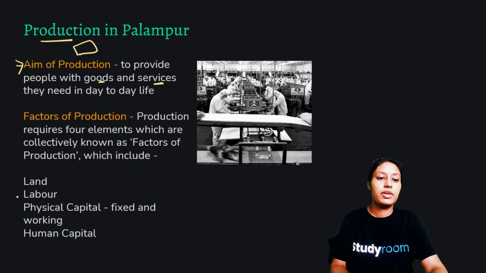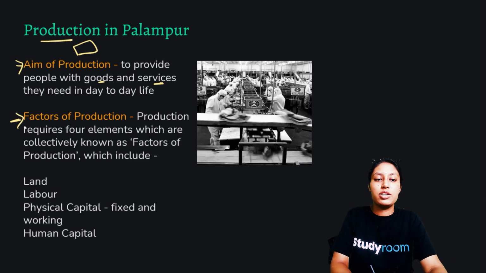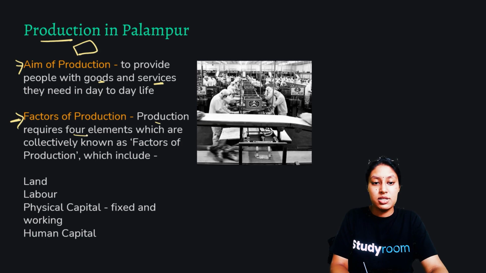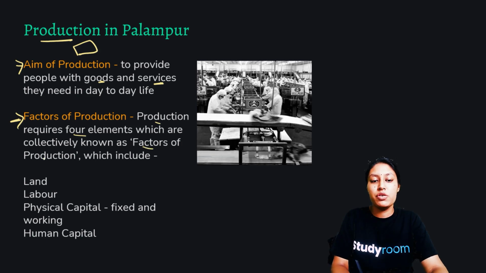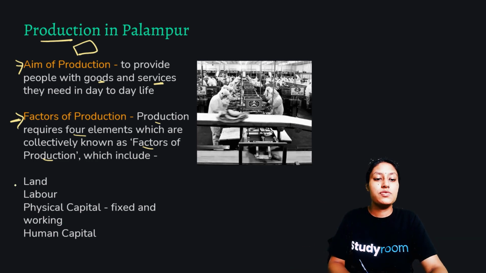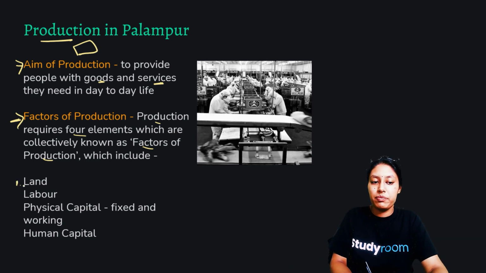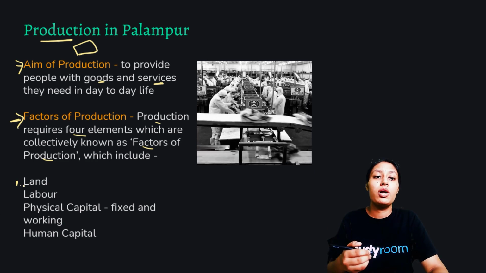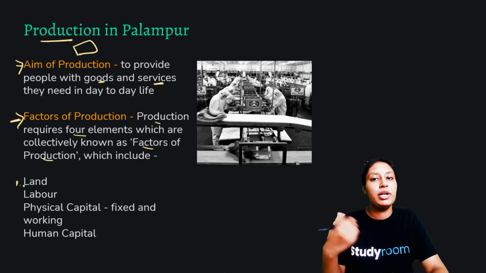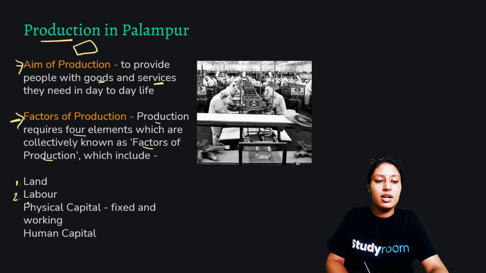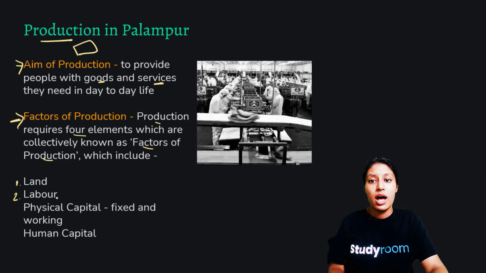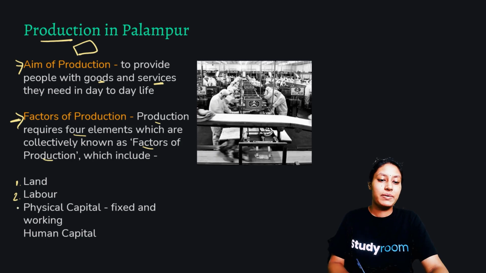Second, what are the factors of production? There are majorly four elements, which are known as factors of production. First is land, very important. For example, if you're producing something, you have to have land and a space where you will build your factory. Second, labor. Definitely, you would require people in your factory to work, otherwise you could not produce.